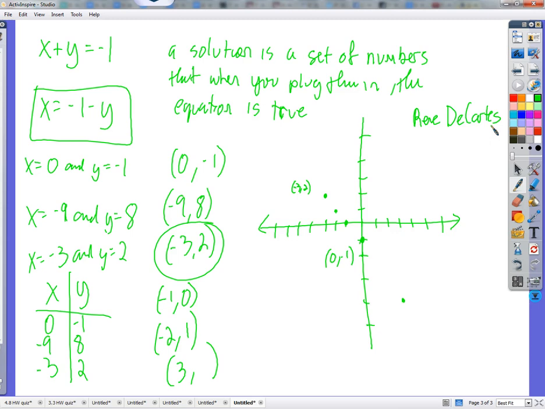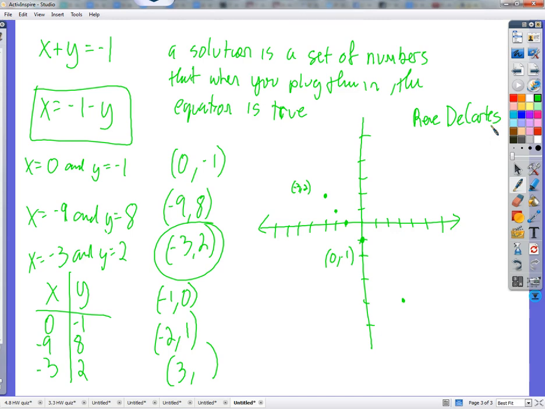We want to graph two things, not just one thing, and that's why we have two number lines in the same place. And that's all the Cartesian coordinate plane is: two number lines perpendicular to each other. Okay? And now I just want you to get some practice with the basics.